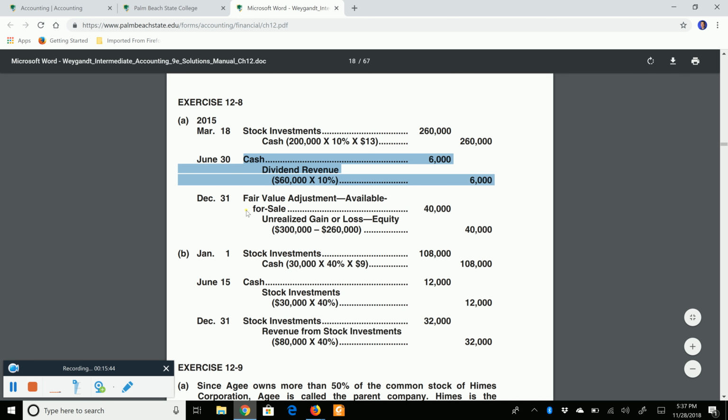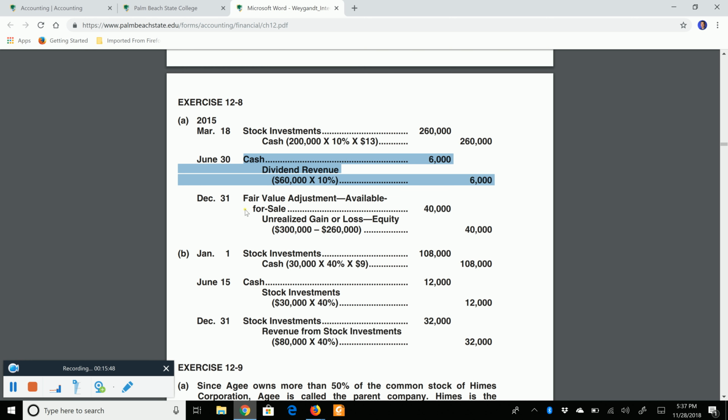Okay, so what we're going to do is adjust for the $2 per share. And like I said, we own 20,000 shares. $2 increase in fair value times 20,000 shares. That's $40,000. And so we're going to debit not an investment account, but an account that is actually recorded or netted or combined with the investment account. It's called fair value adjustment.